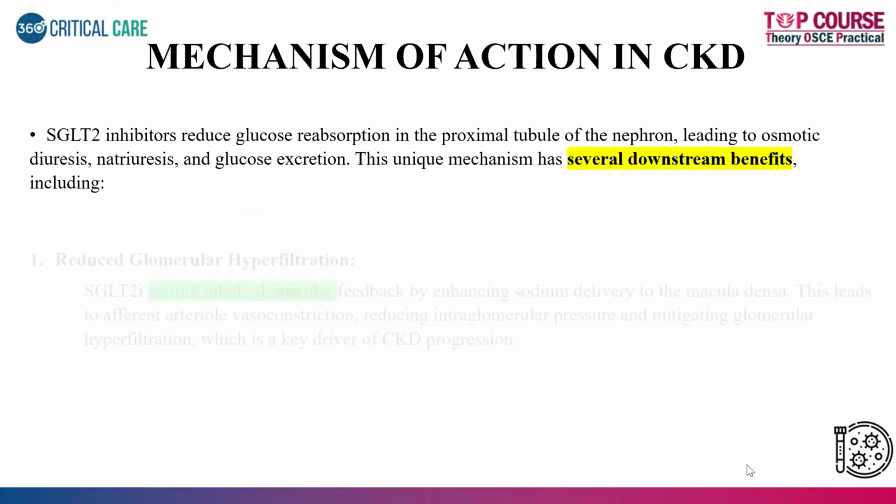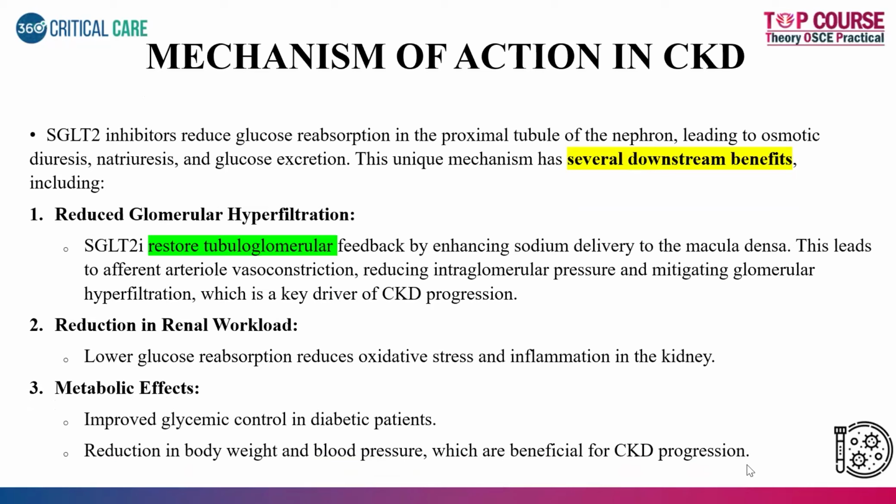Coming to the mechanism of action in CKD, till now we looked at what it does to the heart, now we look at the kidney. The major action, we know, is in the proximal convoluted tubule, where it restores the tubuloglomerular feedback, which enhances sodium delivery to the macula densa. This leads to afferent arteriolar vasoconstriction, leading to intraglomerular pressure reduction, and because of this there will be mitigation of glomerular hyperfiltration.